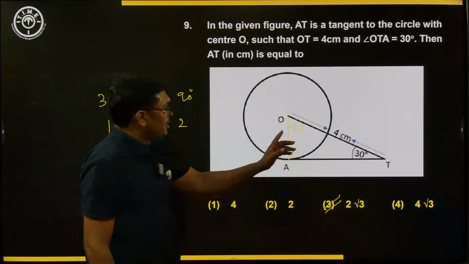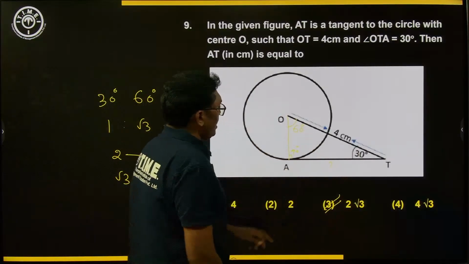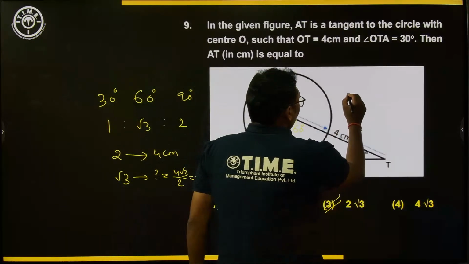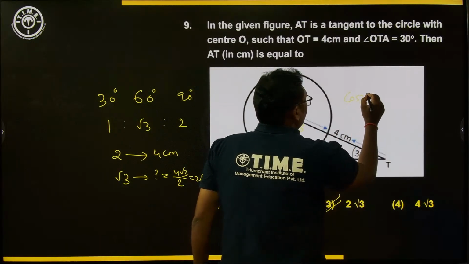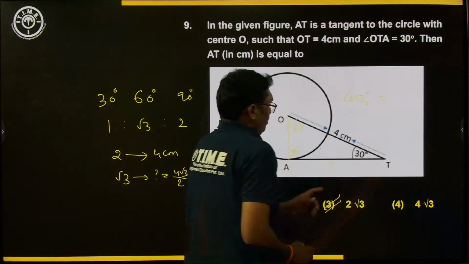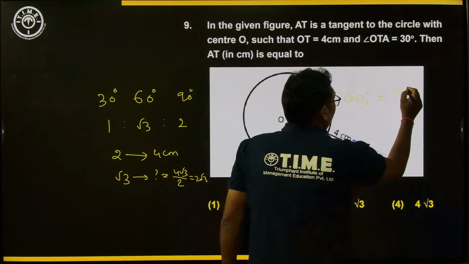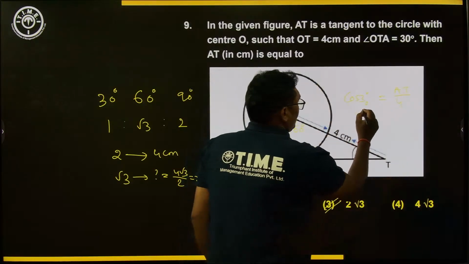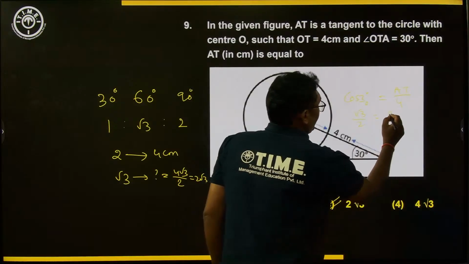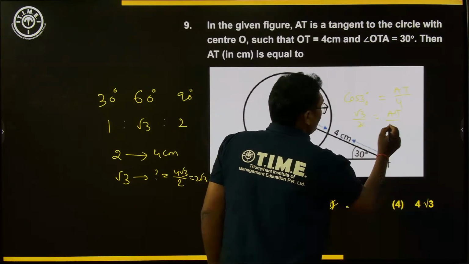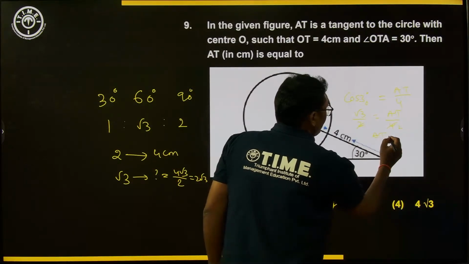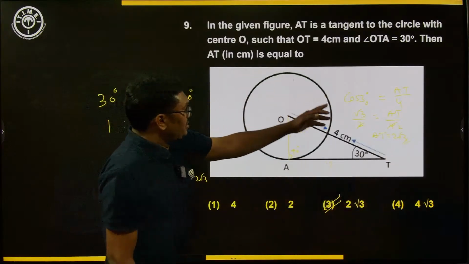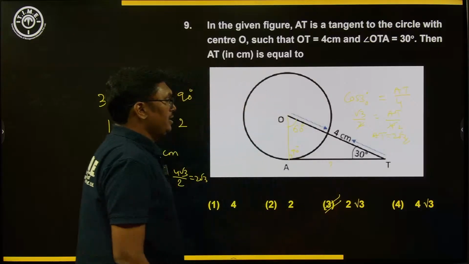Otherwise, you can find it like this. It is a right angle triangle and the angle is 30 degrees. You have to find this side. So cos 30 is equal to adjacent by hypotenuse, that is AT by 4 centimeters. Cos 30 is root 3 by 2. So AT by 4 is root 3 by 2, so AT is equal to 2 root 3. You can find it by this method also. So choice 3, right? Next.